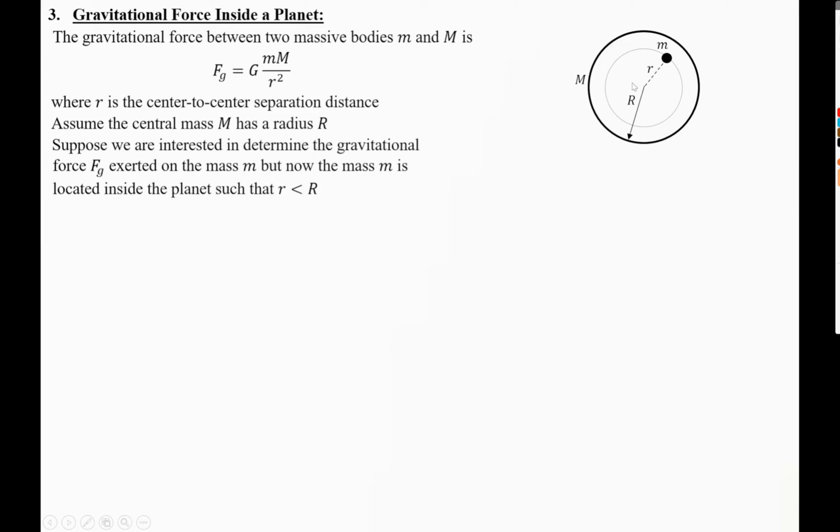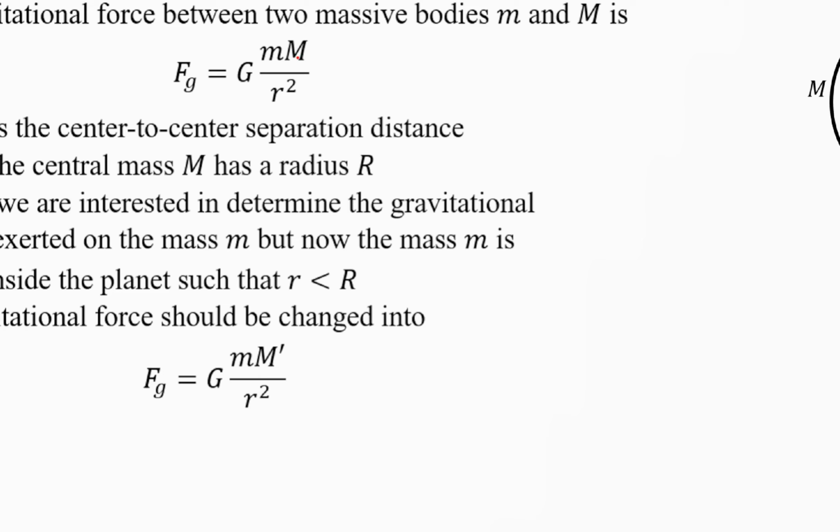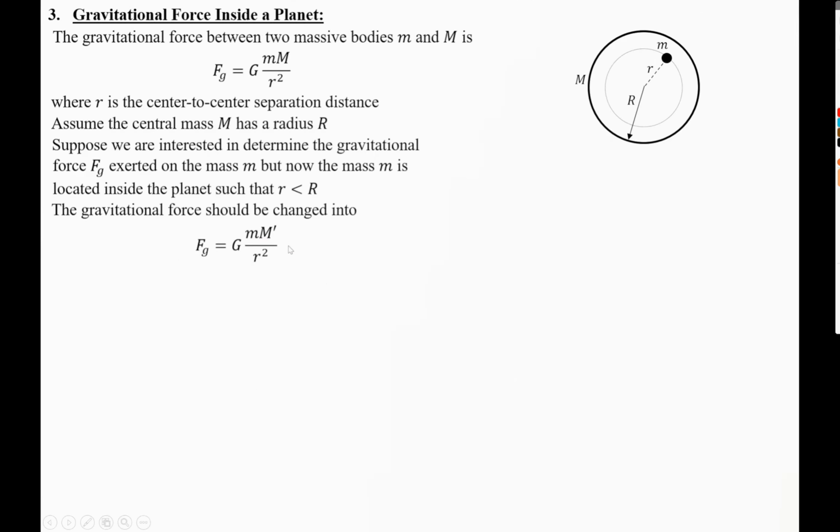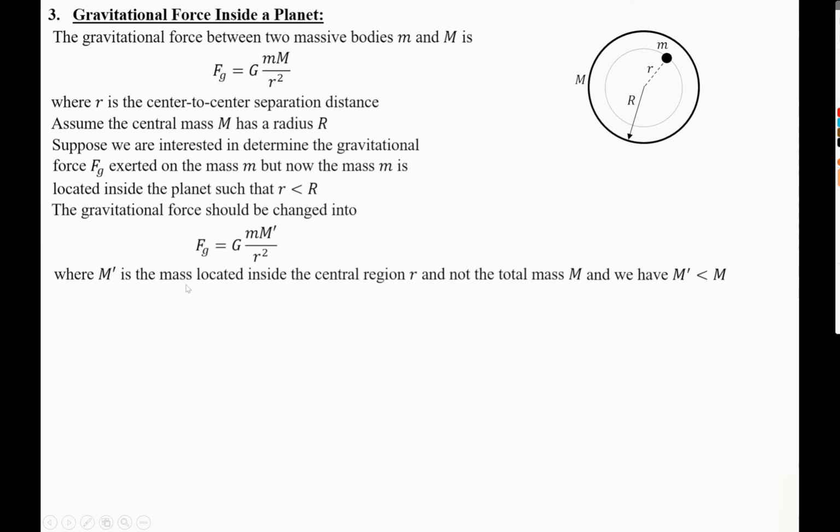Suppose now we are interested in determining the pull of gravity on small m, in which m is located inside the central mass. The gravitational force should be changed into Fg, which is GMm prime over r square. If you compare both formulas, the difference is that the central mass has been changed to M prime. What does M prime represent? M prime is the mass located inside the central region and not the total mass, and we have M prime is less than M.